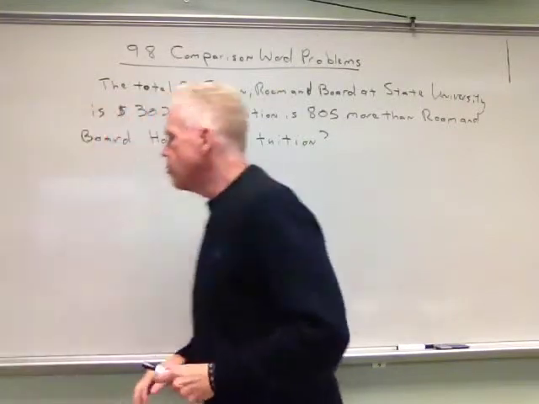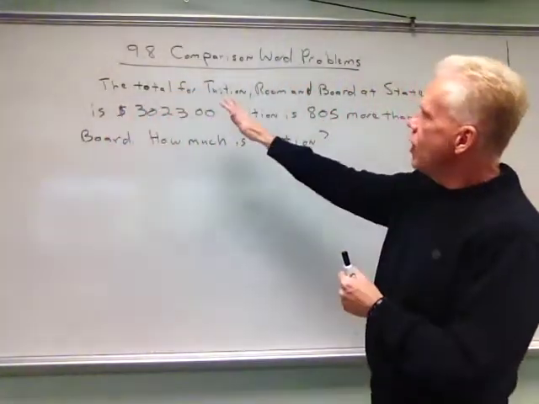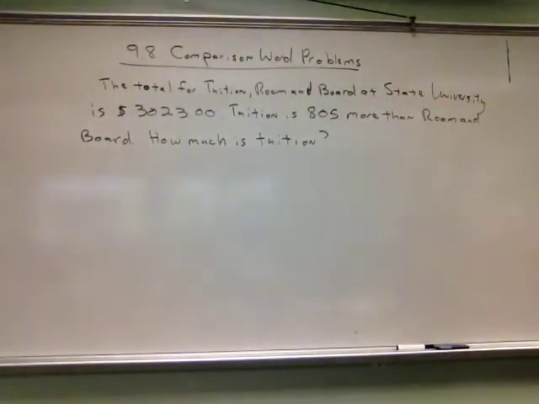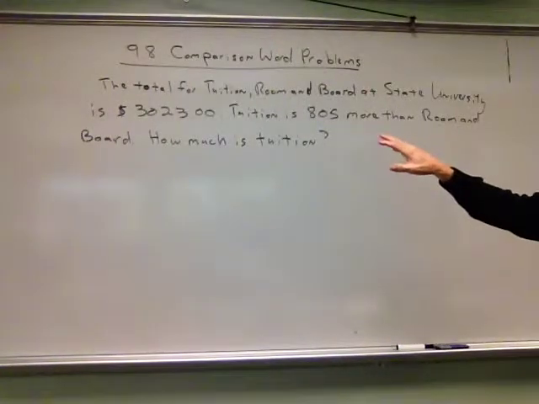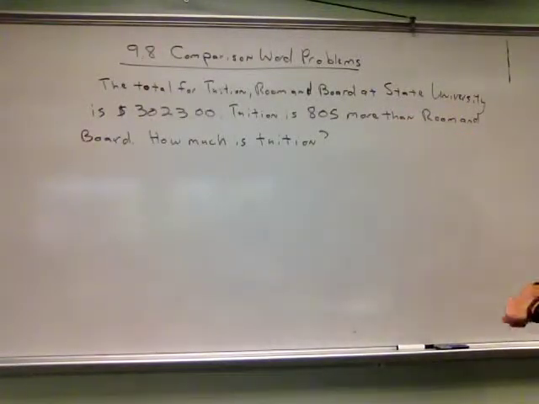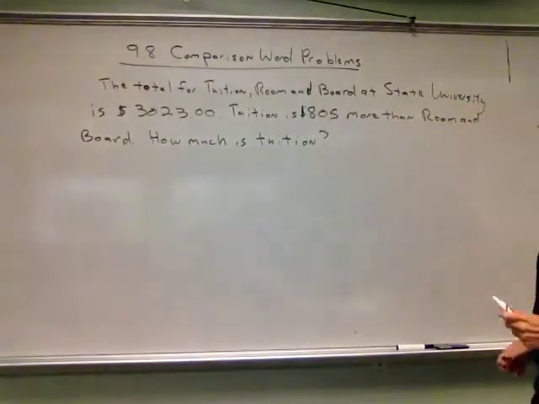Now let's take that to a problem here and see how it works. So State University, the total for tuition, room, and board at State University is $3,023. That's the total. Tuition is $805 more than the room and board. Tuition is $805 more than the room and board. How much is the tuition?